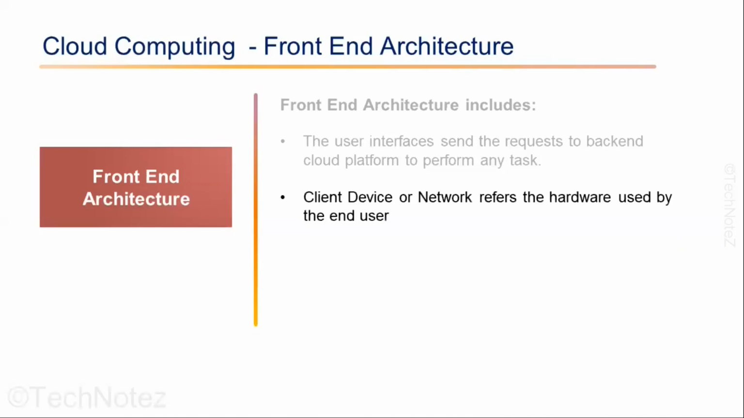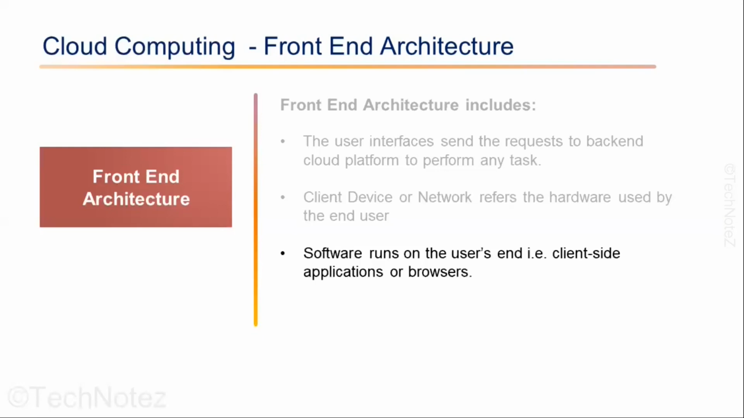Front-end also includes the client devices or local network used by the end user to access the application. The front end also includes the software that runs on the user's machine, like client-side applications or web browser. So the front end part is used by the client to access the cloud services. Like you open a web browser on your laptop, desktop, or mobile phone to access your cloud-hosted application. In this case, the web browser on your laptop, desktop, or mobile phone is the front end.